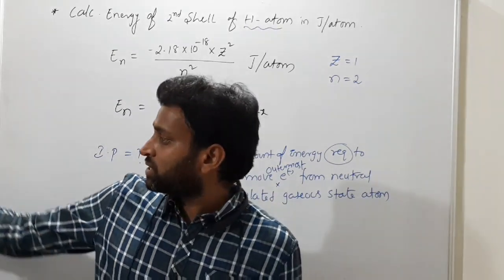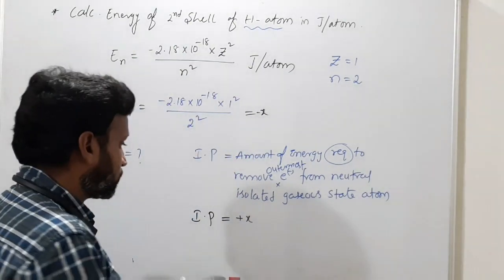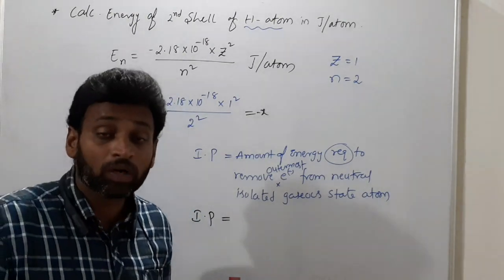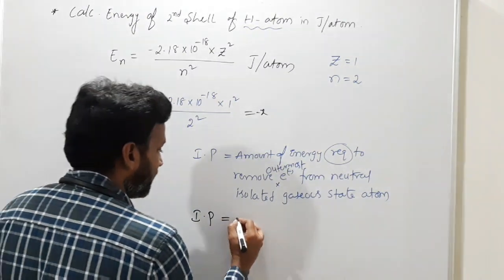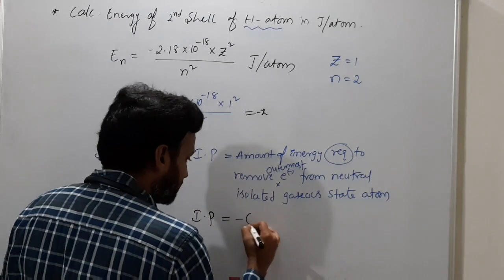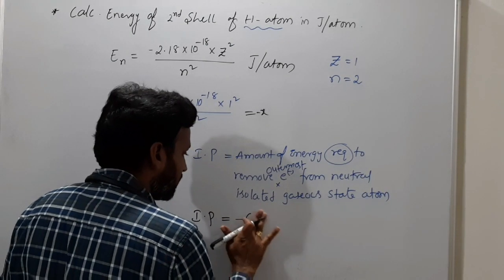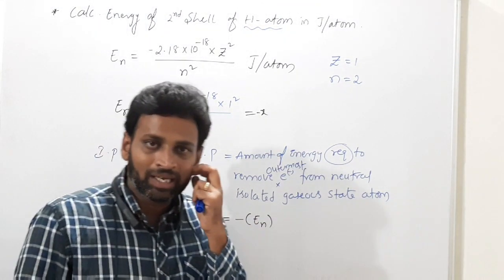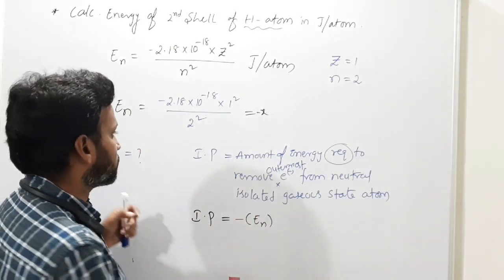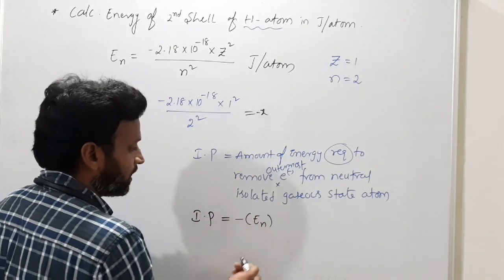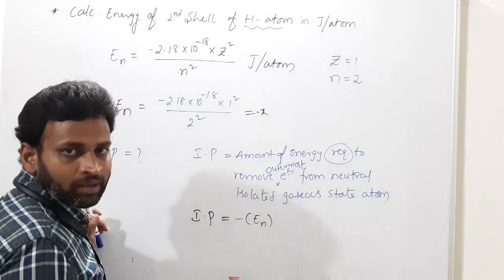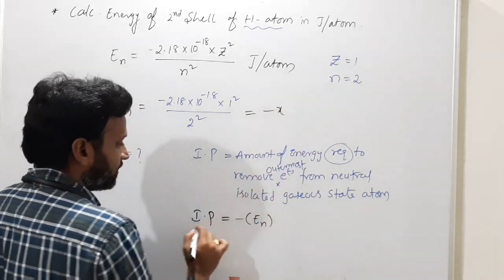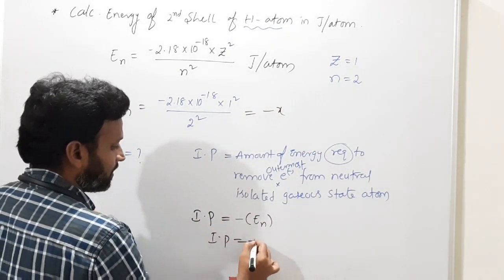So ionization potential is required energy, so we have to show it in terms of positive. Ionization potential is minus of the energy of nth orbit. The energy of nth orbit is negative, but this one is positive. Minus of minus is plus. Getting what I am saying? Very simple, here you got some x value, you have minus x, then ionization potential is plus x.